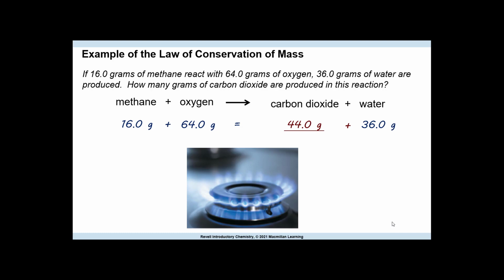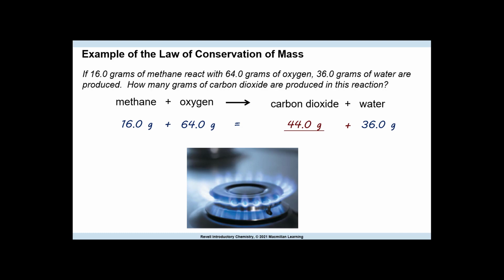So when you light your stove, you are actually having a chemical reaction. It's reacting with oxygen. 36 grams of water are produced. How many grams of carbon dioxide are produced in this reaction? What you don't see is that when we do a combustion reaction, which means that something has been combusted, usually a fuel with oxygen, we produce carbon dioxide as a gas and water also as a gas, as a vapor. You don't see it, but it's there.